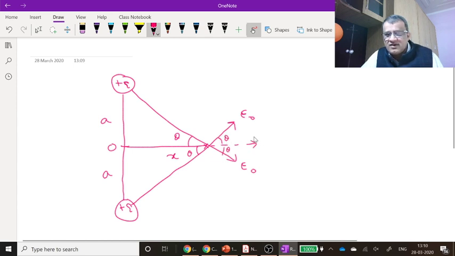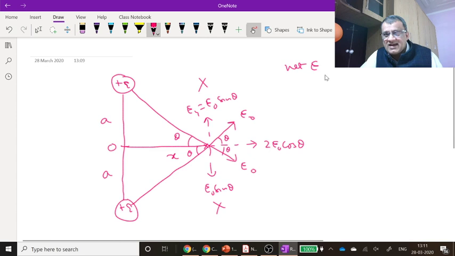So you have E naught cos theta, E naught cos theta, 2 E naught cos theta this side. And this side, you call it EY component, which is basically E naught sine theta. Same thing is this, E naught sine theta. And these two, they cancel out each other. So my net E at P, if this point is P, my net field at P is 2E naught cos theta.